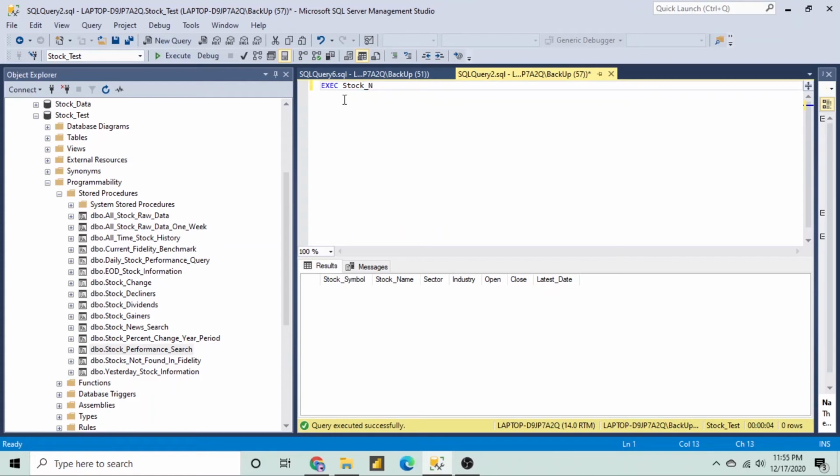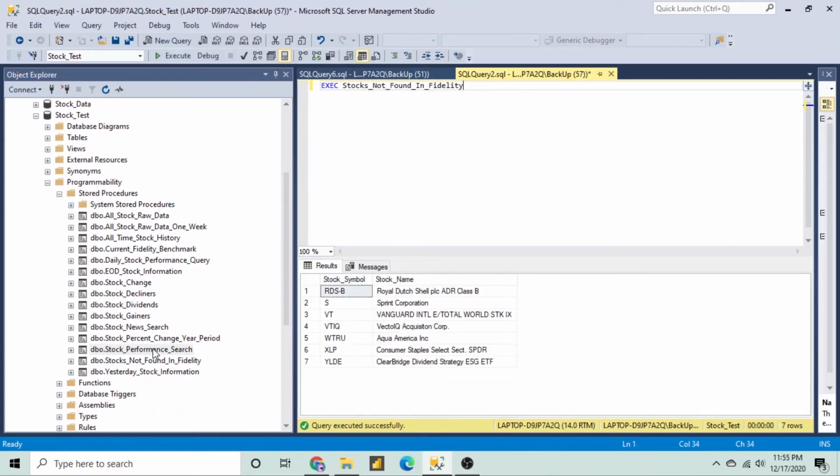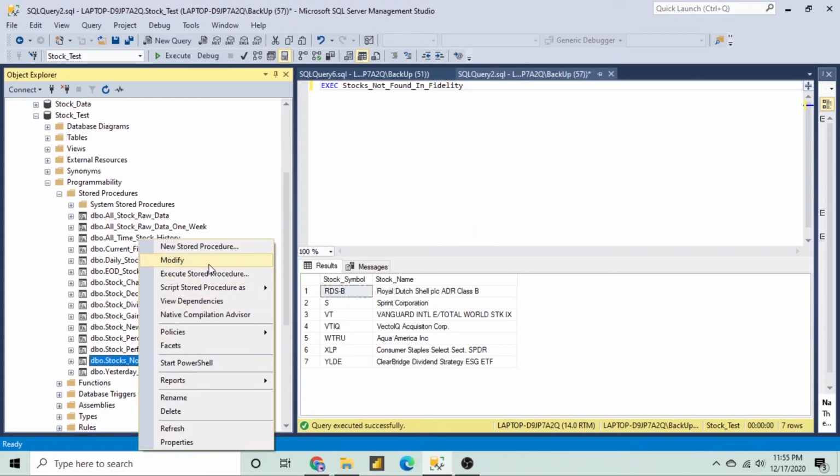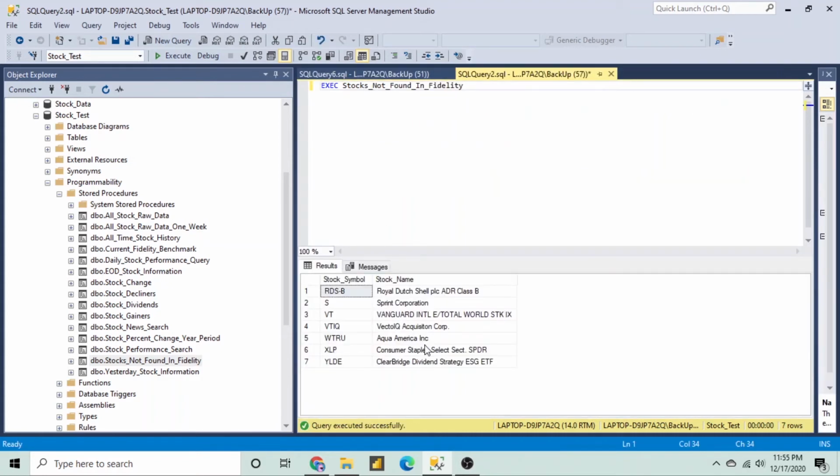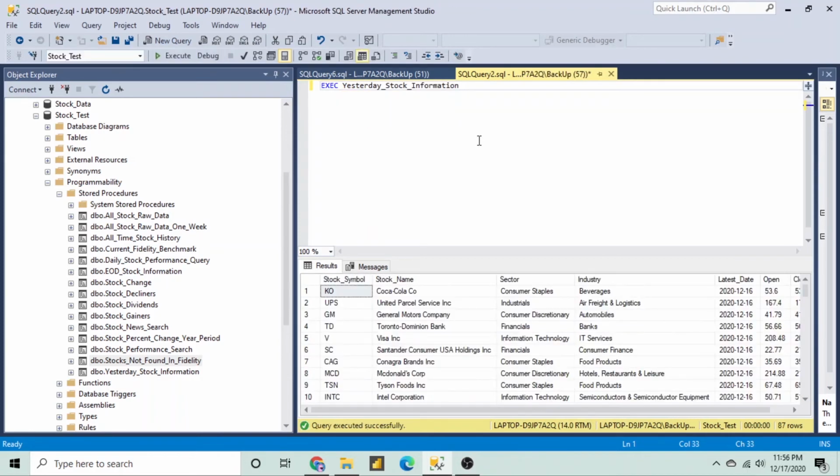So the next store procedure I want to take a look at is called stocks not found in Fidelity. And just like its name says, coming from that Python script, it is only going to retrieve those companies or stock symbols that were not found on the Fidelity website. Once more, we are going to use a full outer join, and then we are going to specify where the stock sector stock symbol is null. And this is going to return all of our rows where it is null in the stock sector table. That is another store procedure that we use in a Power BI report as well.